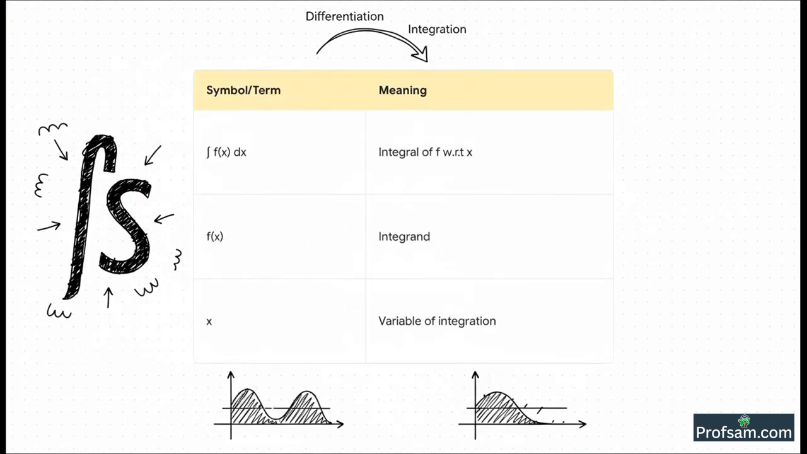Now, I know what you're thinking. This notation looks a little scary, but trust me, it's easy once you break it down. This long S symbol just means integral of. The function f of x, which is inside, is called the integrand. That's just the thing we're integrating. And the dx at the end just tells us that x is our variable. Think of the integral symbol and the dx as two parts of a whole bracket.